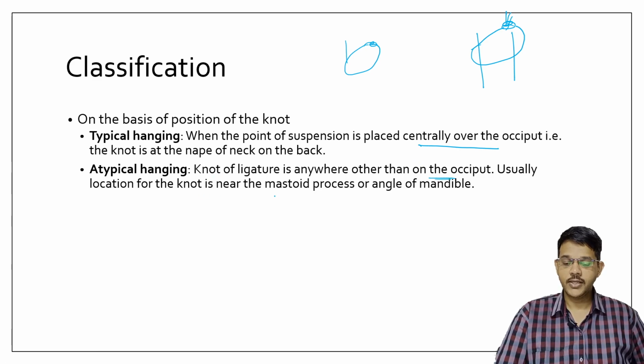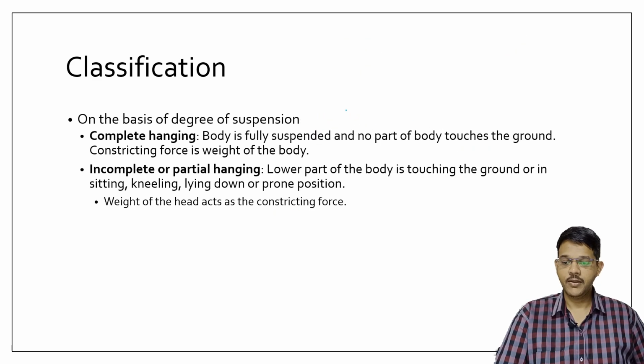Usually the location on the neck is near the mastoid process, that is near the angle of the mandible. Sometimes it may also be present near the front of the chin. That all comes under atypical hanging.